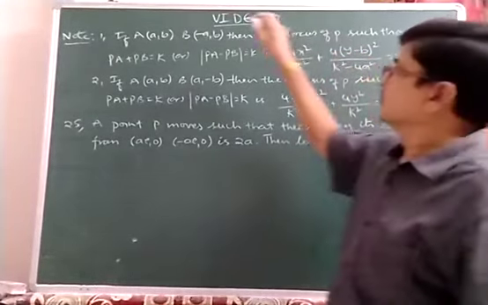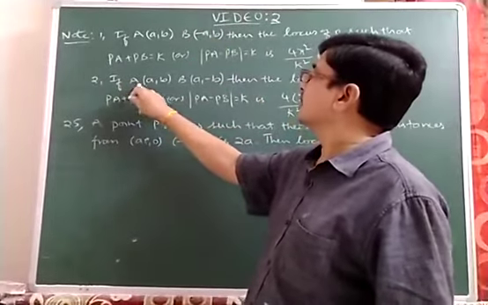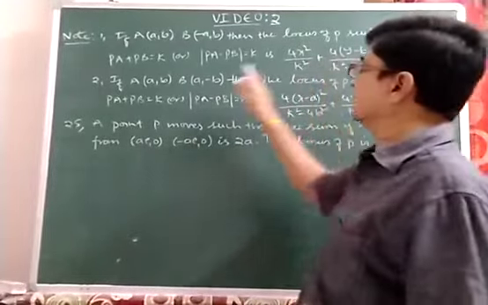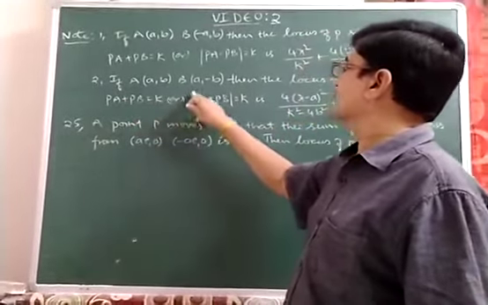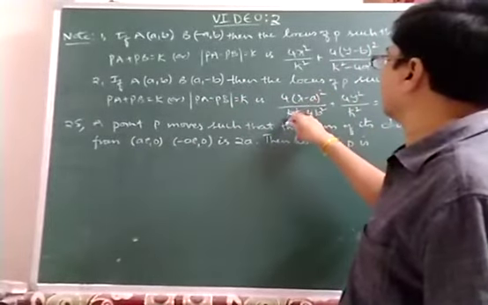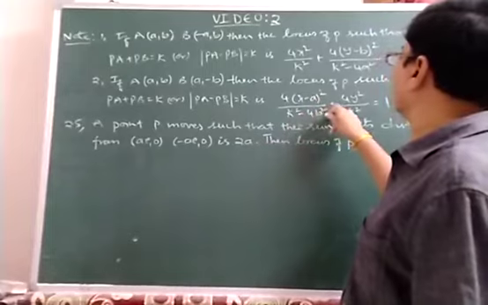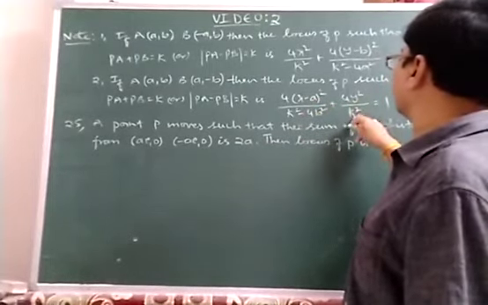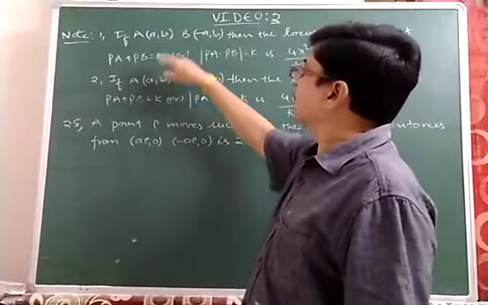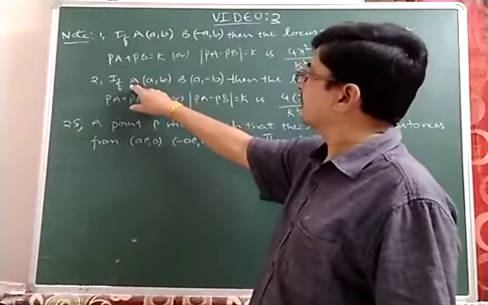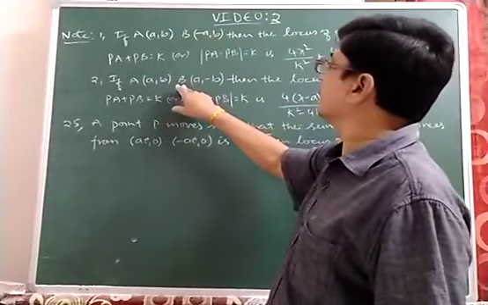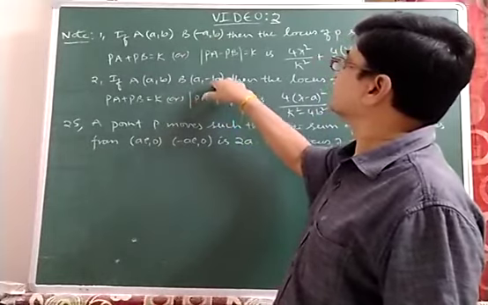And the second one is, if A is (a, b) and B is (a, −b), then the locus of P such that PA + PB = k, or |PA − PB| = k, is 4(x − a)² by (k² − 4b²) + 4y² by k² = 1. So here we observe the points: here A is (a, b), here also A is (a, b), but here B is (−a, b), and here B is (a, −b).